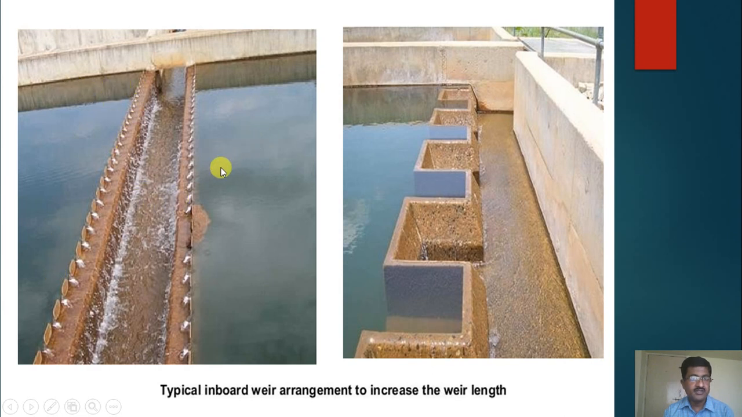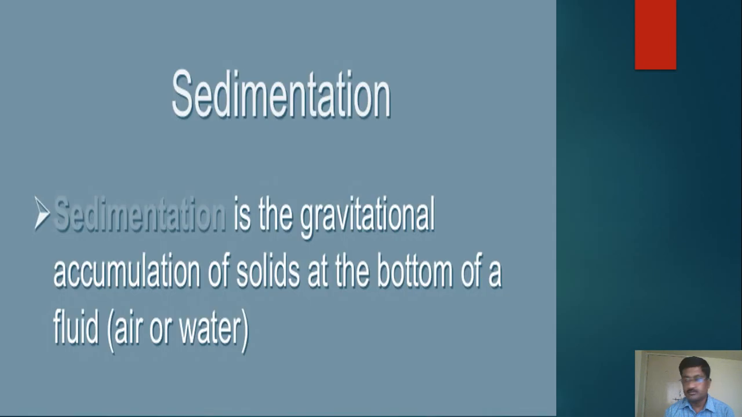The clear water arrives in this channel and is brought to the filtering unit. The same thing is here: this is the weir, and the water from this will be conveyed to the filtration unit. Then, after sedimentation, we will discuss the various processes in the filtration unit.